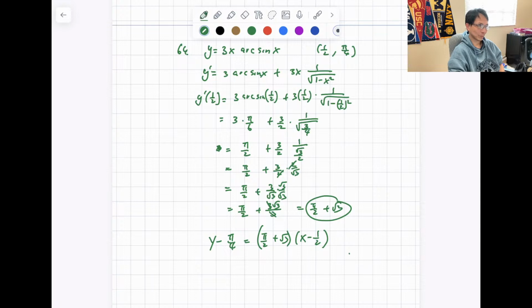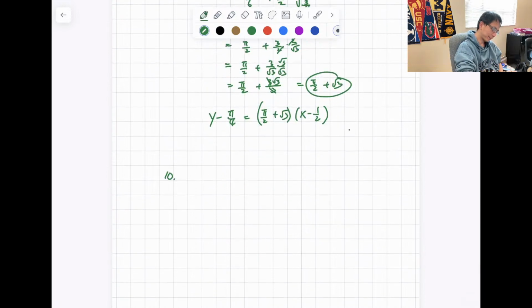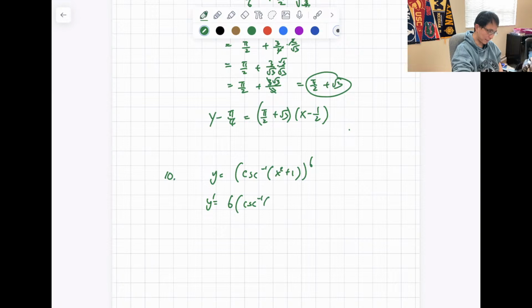Number 10. What does 10 say? Inverse cosecant, all to the 6th power. And this is just a chain rule. So it'll be 6 times inverse cosecant of x squared plus 1.